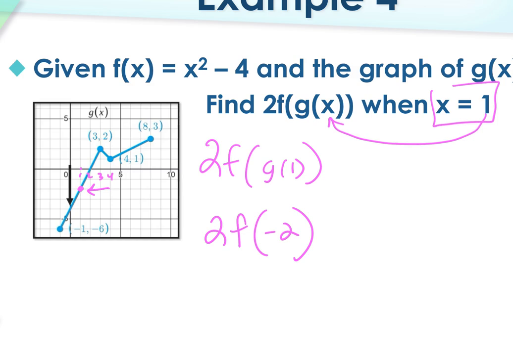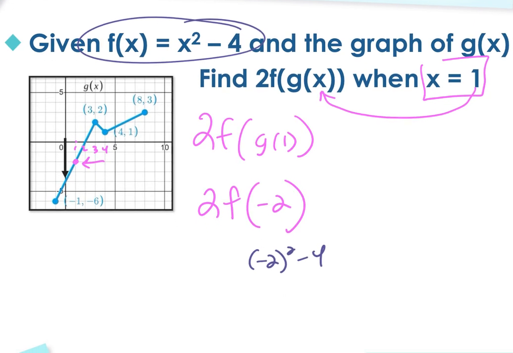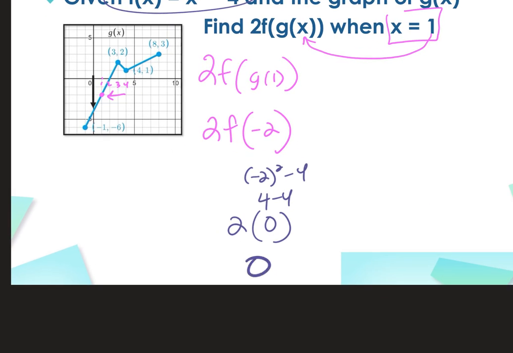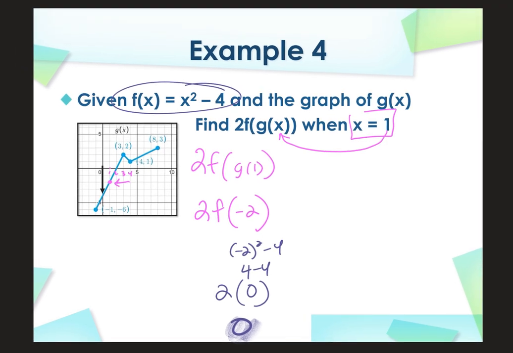And now I want to do f. F of negative 2 says take your f function, f of x, which is here, and plug negative 2 into it. Negative 2 squared minus 4. It's important to keep it in parentheses because that negative is inside, so it gets squared. This becomes 4 minus 4, which is 0, and then 2 times that gives you 0. Questions on that one?